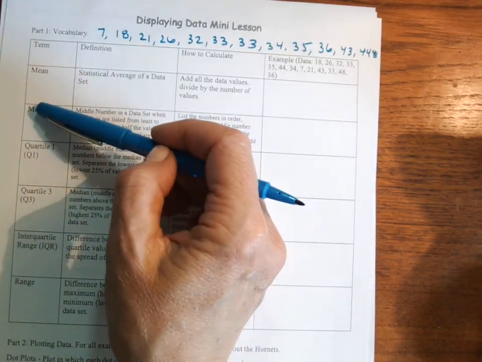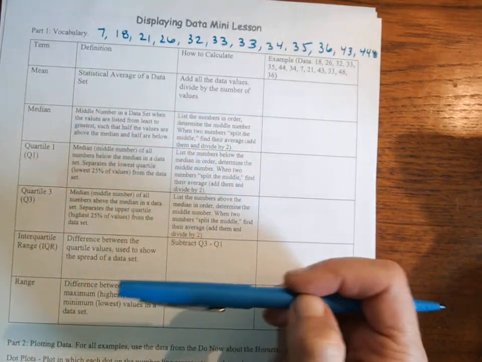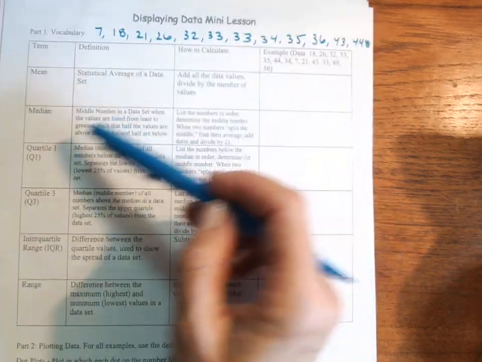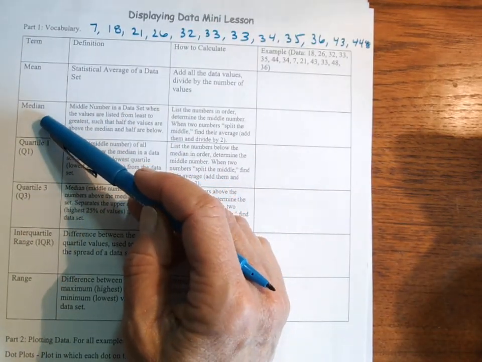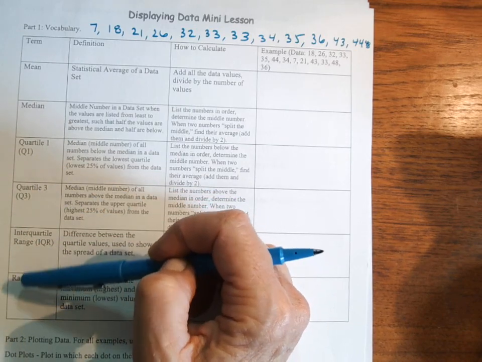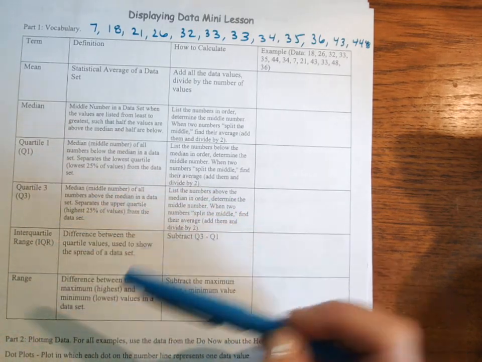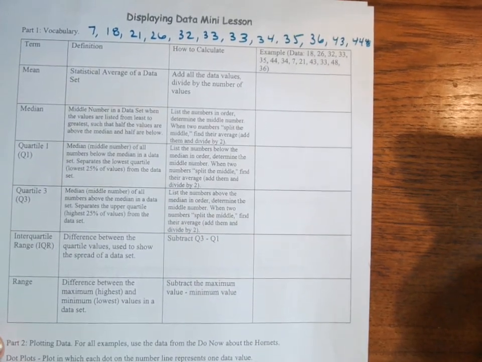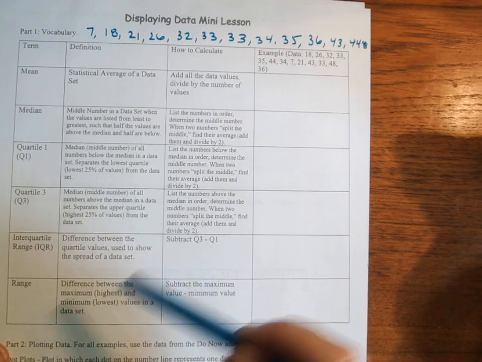So we're going to look at these bottom ones first. Okay, so remembering about the median and quartile 1 and quartile 3 and the interquartile range and the range, these are all things that comprise the 5-number summary. So let's begin with the median. So the median is the number in the middle.